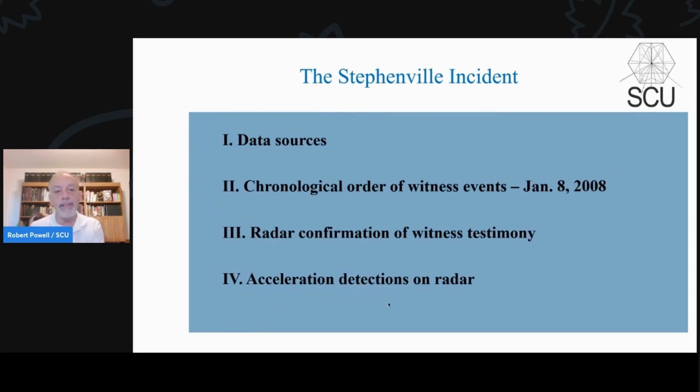So for the Stephenville incident, I'm going to go through the data sources that I obtained, the chronological order of the witness events, and then I want to show you radar confirmation of what the witnesses reported. And then I'm going to go through 2 examples of high acceleration that was detected with the radar. So not only did the radar confirm what the witnesses said, the radar established some acceleration values that current known technological aircraft cannot meet. Next slide.